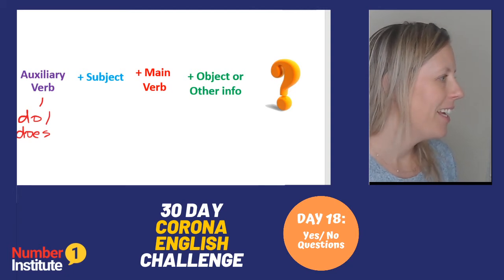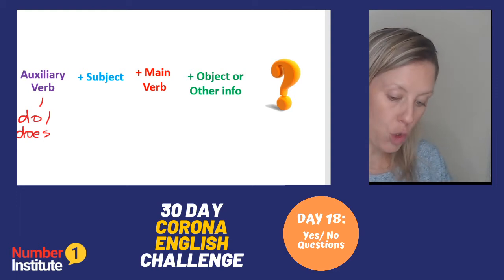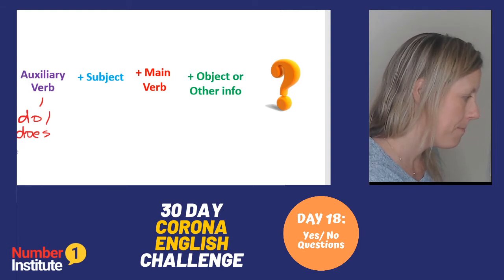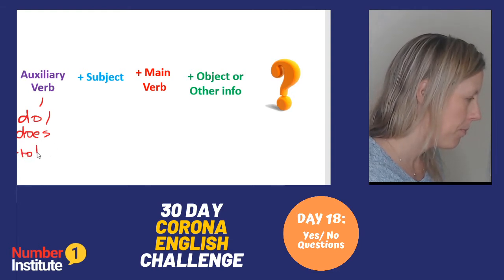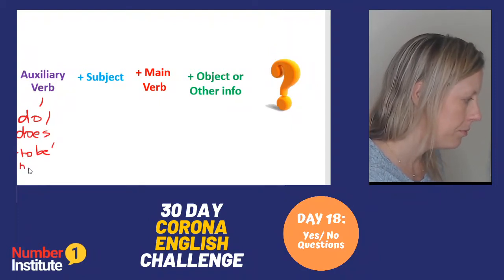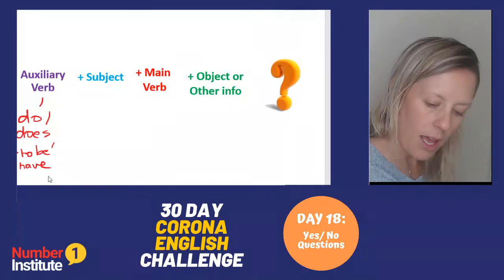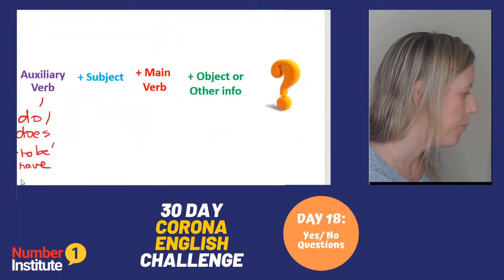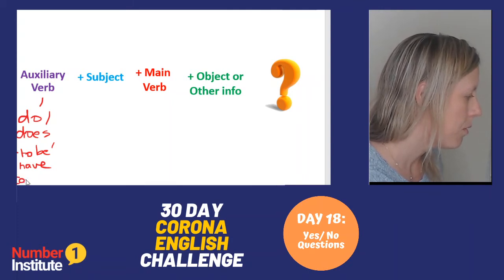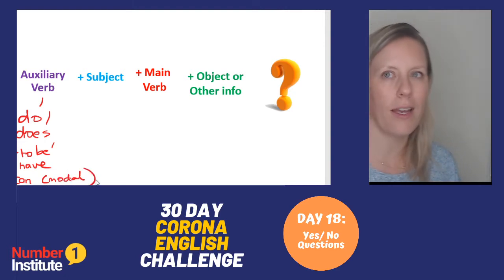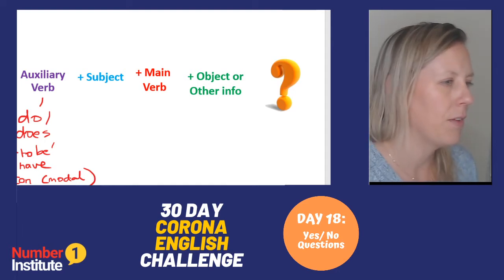Okay. So the auxiliary verb can be do or does. It can also be the verb to be. It can be have. And it can be, what else? A modal, like can. So a modal. Right, so these are all the different kinds of auxiliary verbs.